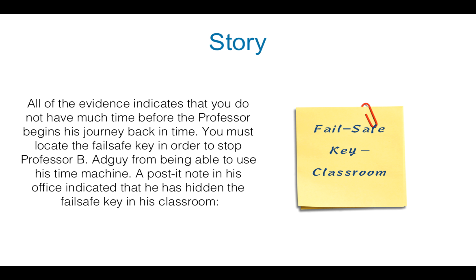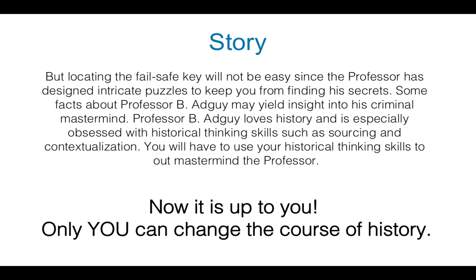A post-it note in his office indicated that he has hidden the failsafe key somewhere in his classroom. Locating the failsafe key will not be easy, since the professor has designed intricate puzzles to keep you from finding his secrets. Some facts about the professor may yield insight into his criminal mastermind. The professor loves history and is especially obsessed with historical thinking skills such as sourcing and contextualization. You will have to use your historical thinking skills in order to out-mastermind the professor. And now it's up to you. Only you can change the course of history.